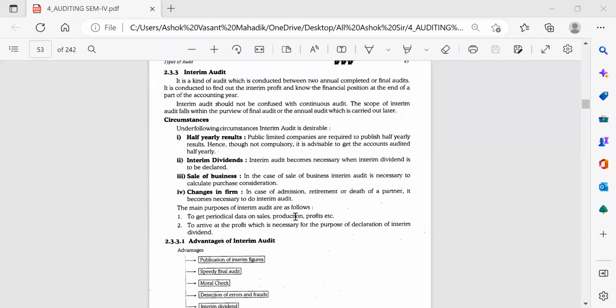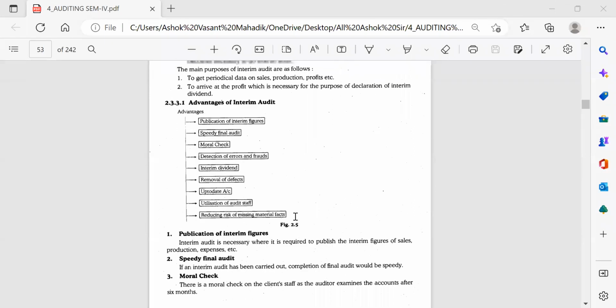First, if they want to declare half yearly results, if they want to pay interim dividend, six months dividend, or if they want to sell their business in the middle of the year, then they have to get their books of accounts audited. Clear? In case there is going to be a change in the firm, the ownership or share, in that case also they have to do interim audit, six monthly audit. Clear?